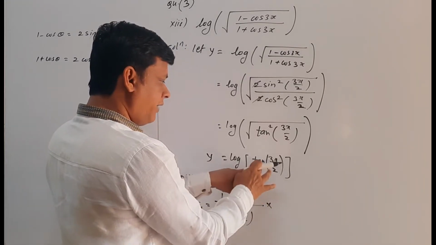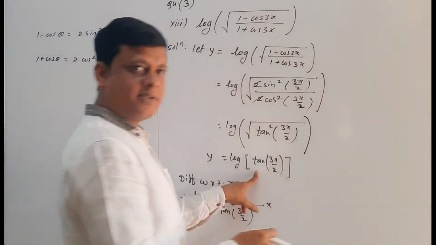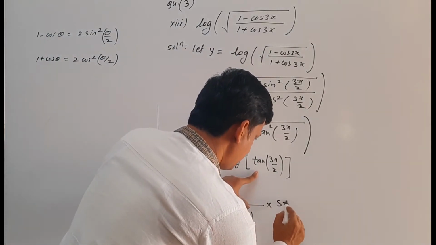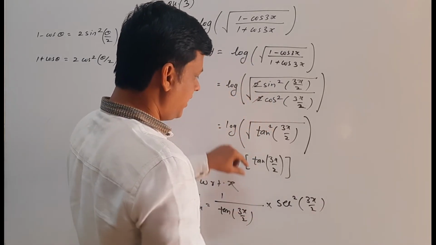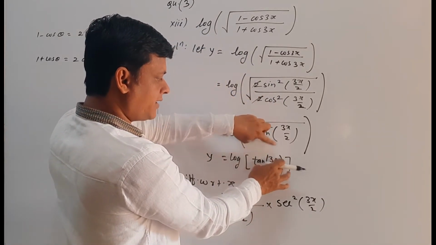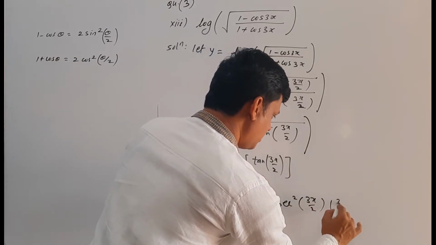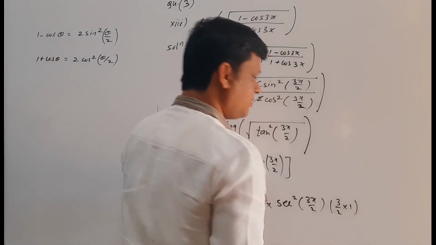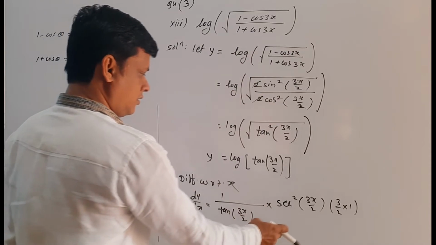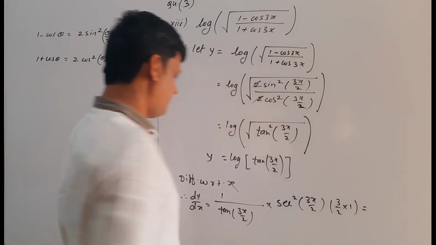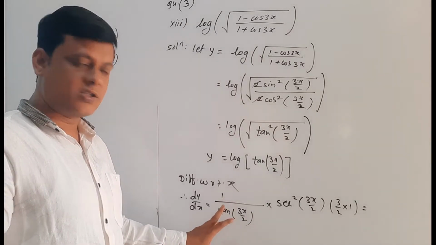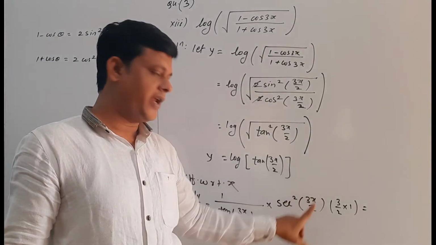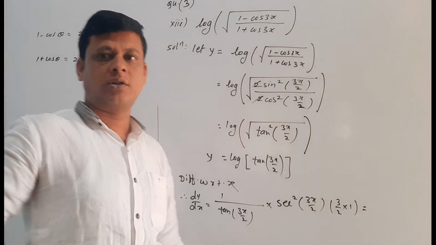Then we find the derivative of tan x. Derivative of tan x is sec square x. So we write here sec square 3x by 2. Then we find the derivative of this 3 by 2 into x. So 3 by 2 is constant. Derivative of x is 1. So we simplify this. Again this tan 3x by 2 we write as cot 3x by 2, and this sec square 3x by 2 we write 1 upon cos square 3x by 2.